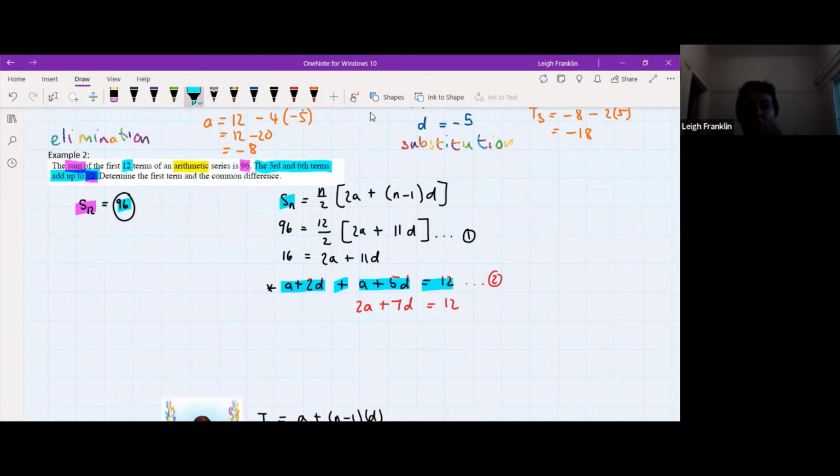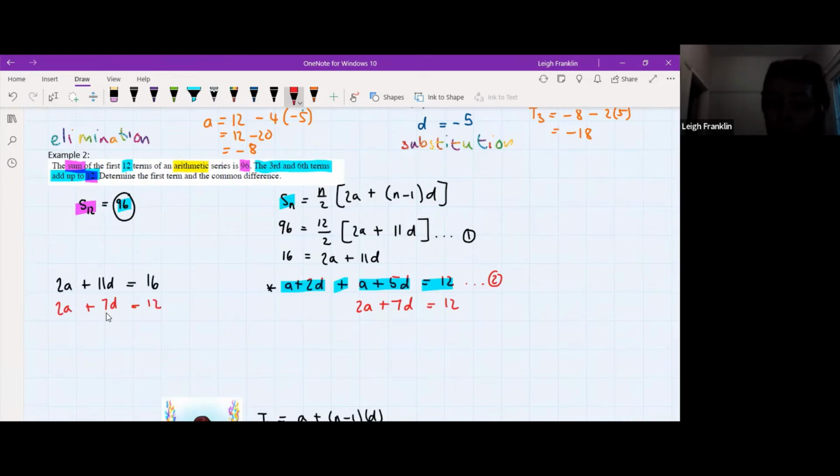All right, so it's basically taking the words and translating it into symbols, okay? A's and D's. So now you've got two equations. Let's just rewrite them over here, all right? So the first equation from the black was 2a plus 11d is 16. Then we've got an equation from where the star was. This is in red. 2a plus 7d is 12. Now again, because I've got the same coefficient on my a terms, I can eliminate my a terms by subtracting the one equation from the other.